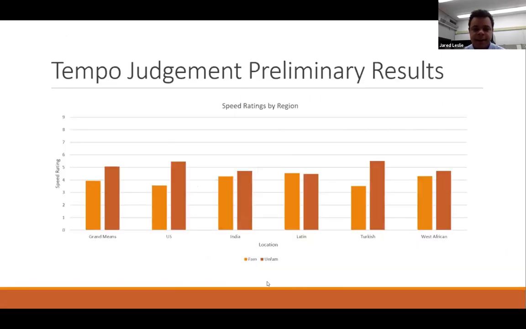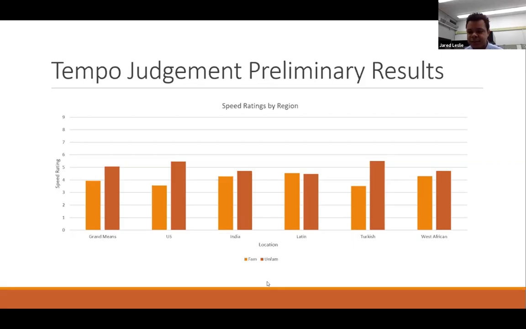Sorry about that. All right, so I know we're running out of time here, so I want to show you guys really quickly the preliminary results from the tempo judgment task. Here you can see on the far left, the grand means across all of the different regional locations that we collected from. We do see some robust, I apologize, these are very preliminary data, and so I don't have error bars here for you guys, but we can see some robust effects of familiarity. And so this is very encouraging, and we're looking forward to expanding on this.